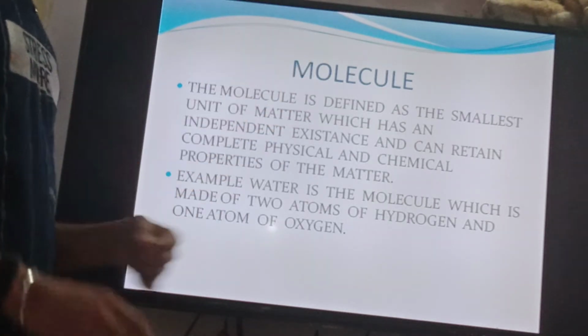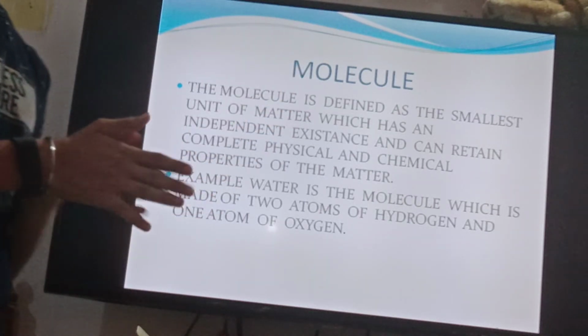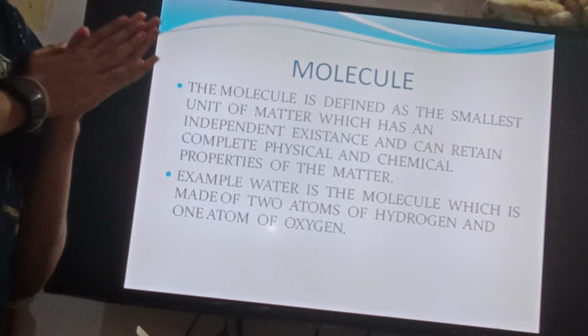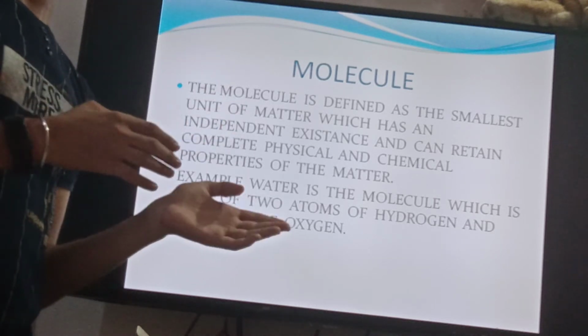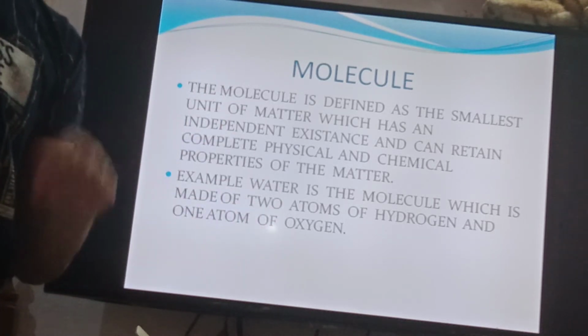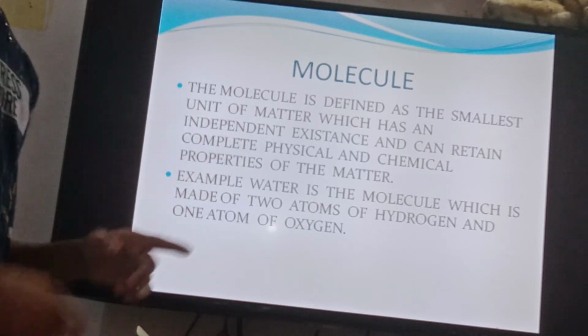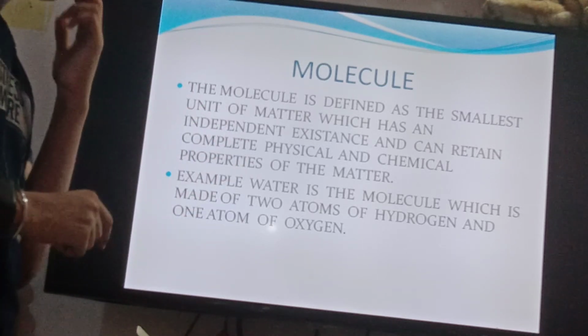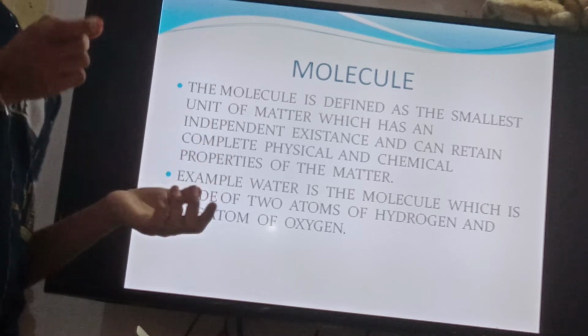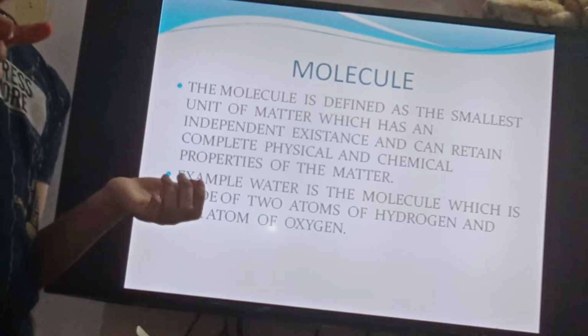So now we come to the molecule. So what is a molecule? We saw that the atom is the smallest unit of an element, but a molecule is the smallest unit of matter. ठीक, क्योंकि एलिमेंट, व्हाट इज द एलिमेंट, इट इज अ सिंगल सब्सटेंस.